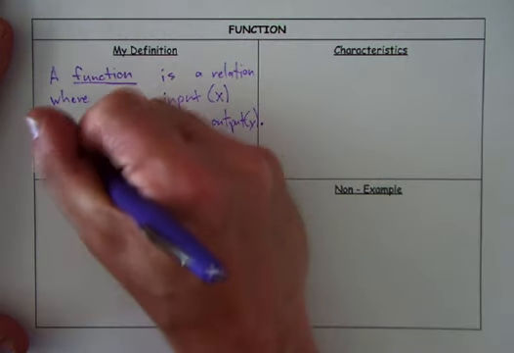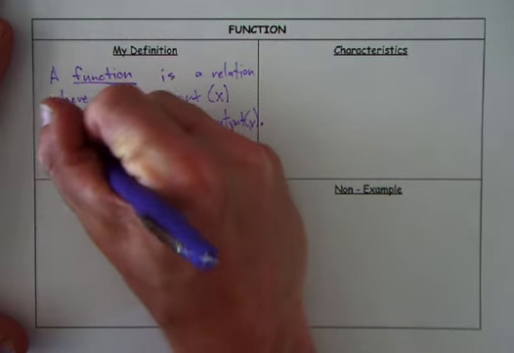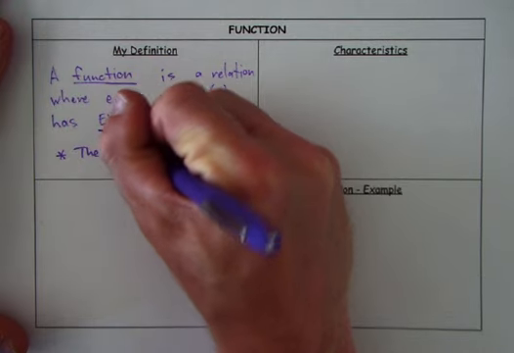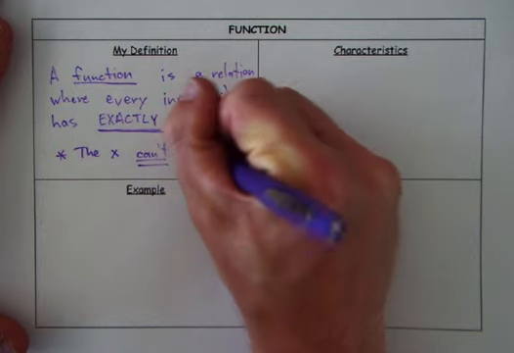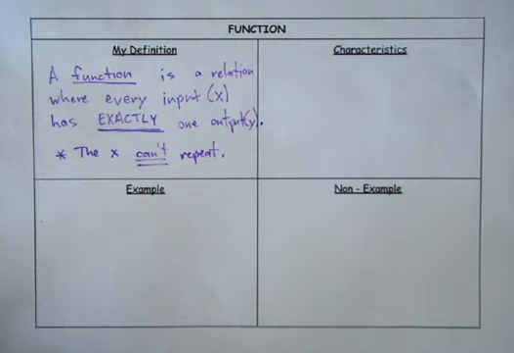Okay? So what that means is the x can't repeat. You never have more than one x that has the same value. Okay?